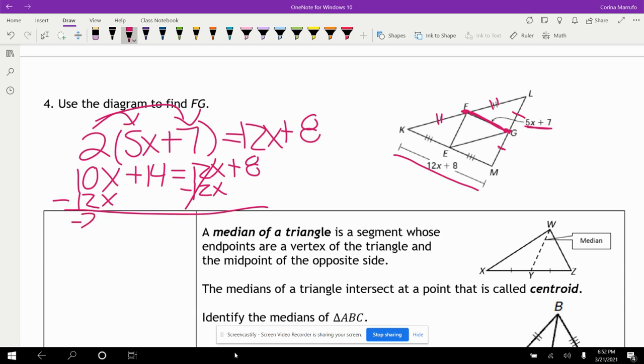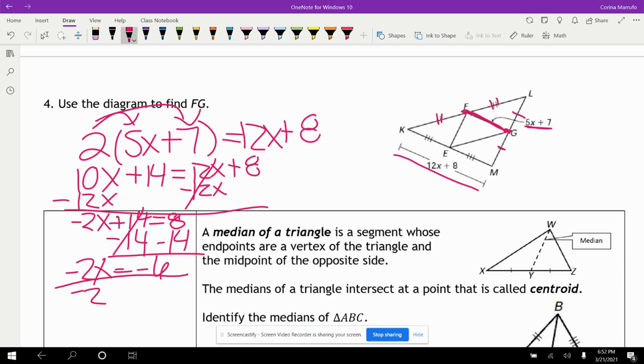Okay, the 12x's cancel out. I get negative 2x plus 14 equals 8. And I'm going to move over the 14, so I'm going to subtract it, minus 14, minus 14. This cancels, and I put negative 2x equals 8 minus 14. Sorry, sometimes my pen just doesn't want to write. So 8 minus 14 gives me negative 6. My last step is to divide both sides by negative 2, and that means that x is equal to, I know I'm going all into the next section, but x is equal to a positive 3.